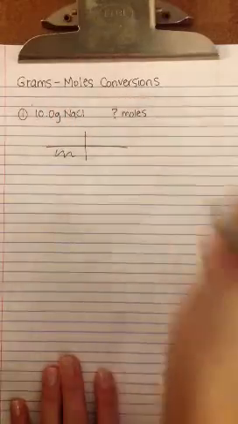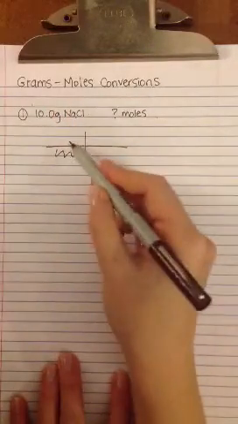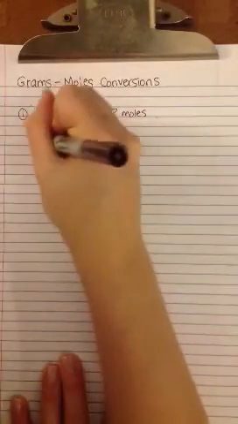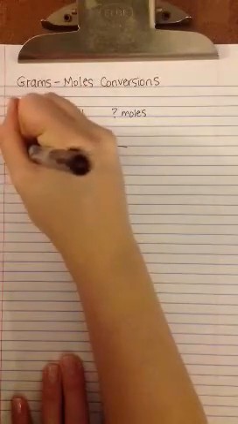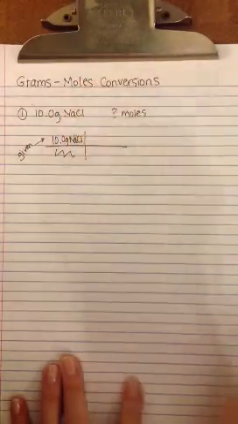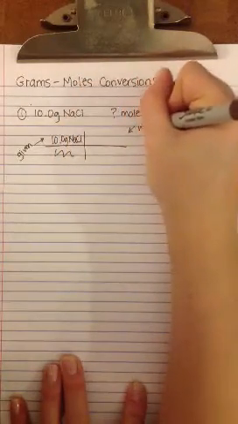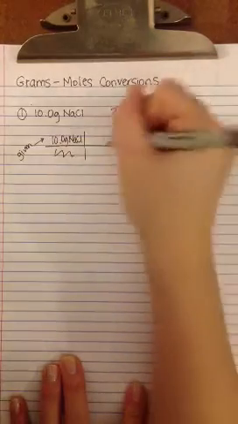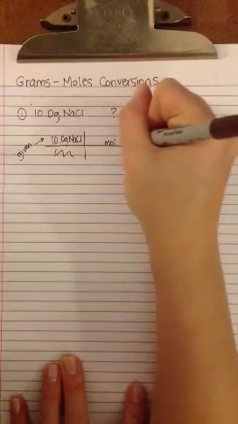The bottom left gets scribbled out, and what I'm given goes in the top left. So in this particular problem, I'm given 10.0 grams of NaCl. What I want to find goes in the top right. I want to find moles of NaCl.